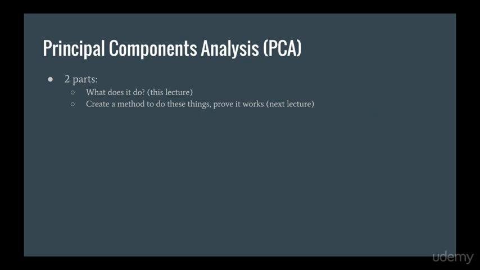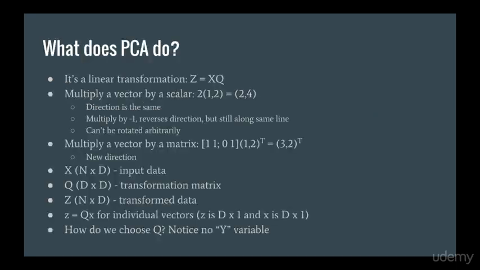So what does PCA do? Firstly, it is a linear transformation. If you think about what happens when you multiply a vector by a scalar, you'll see that it never changes direction. It only becomes a vector of different length. Of course, you could multiply it by -1 and it would face the opposite direction, but it can't be rotated arbitrarily. If you multiply a vector by a matrix, it can change direction and be rotated arbitrarily.